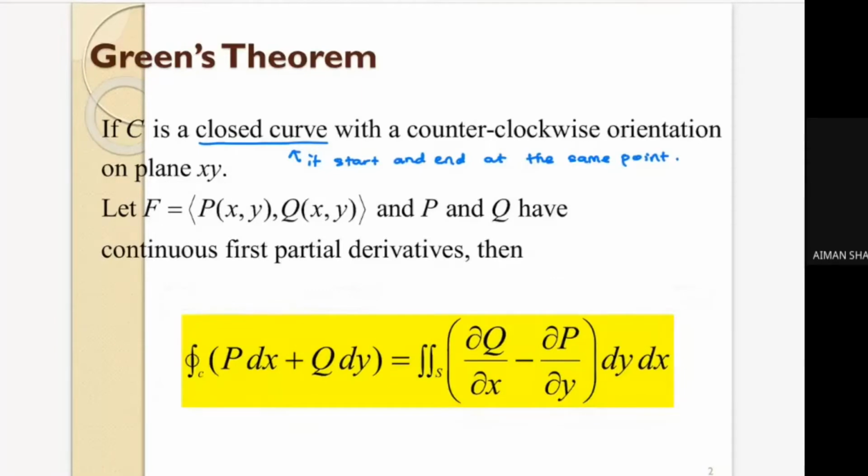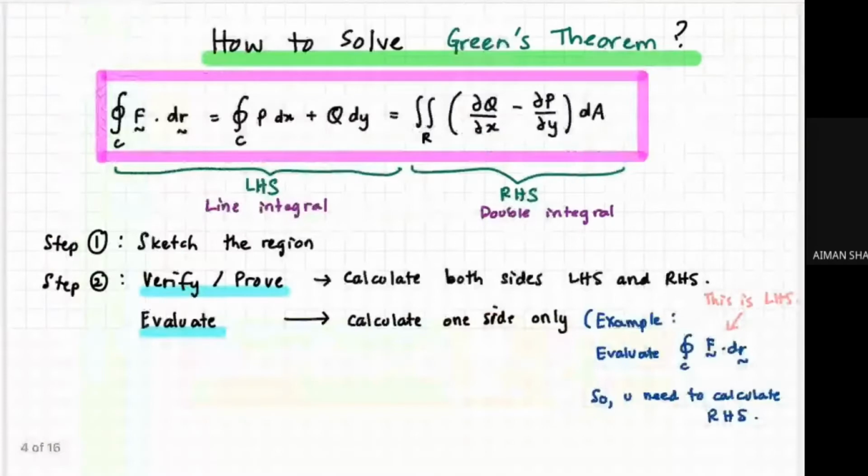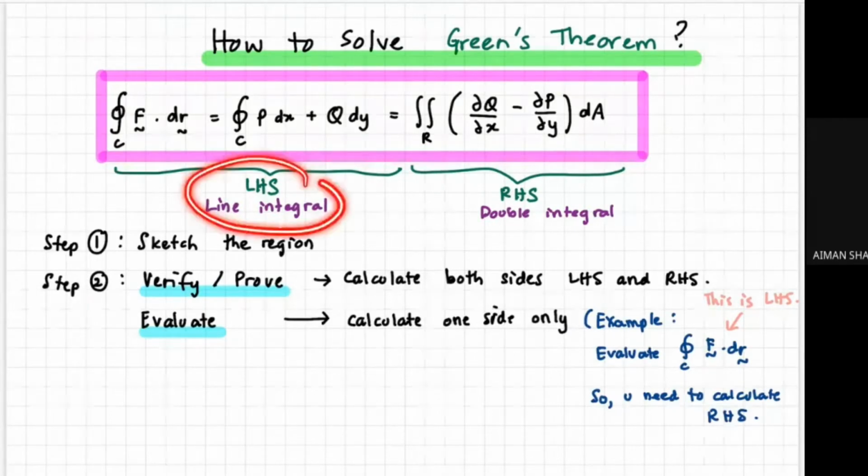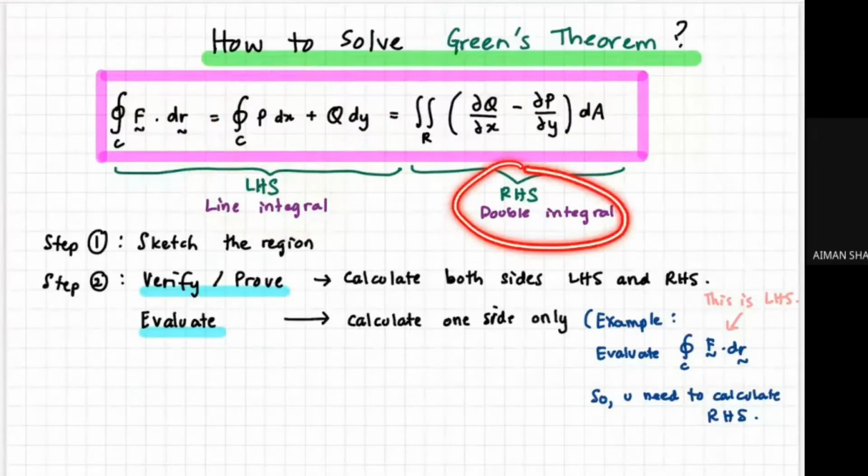So this is your left hand side and this is your right hand side. You can see this is a line integral with the single integration, and this is your surface integral with this double integration. This is the most important part of this subtopic, how to solve Green's theorem. This is the definition of Green's theorem. The left hand side is the line integral with single integration, and the right hand side is the double integral, the surface integration.